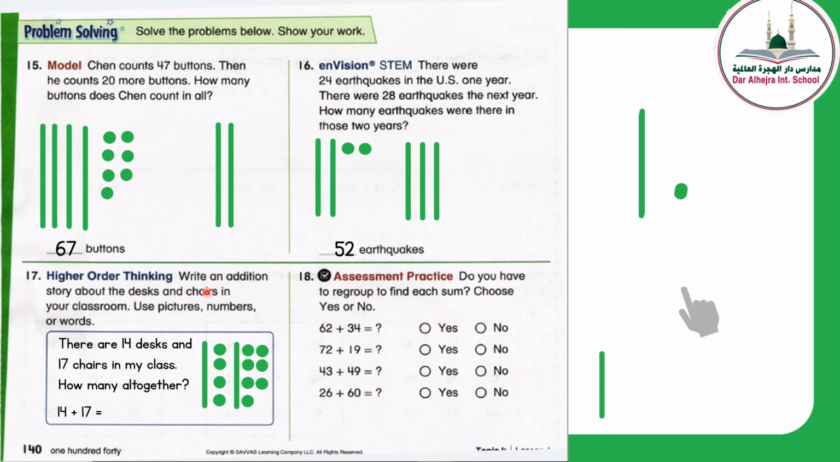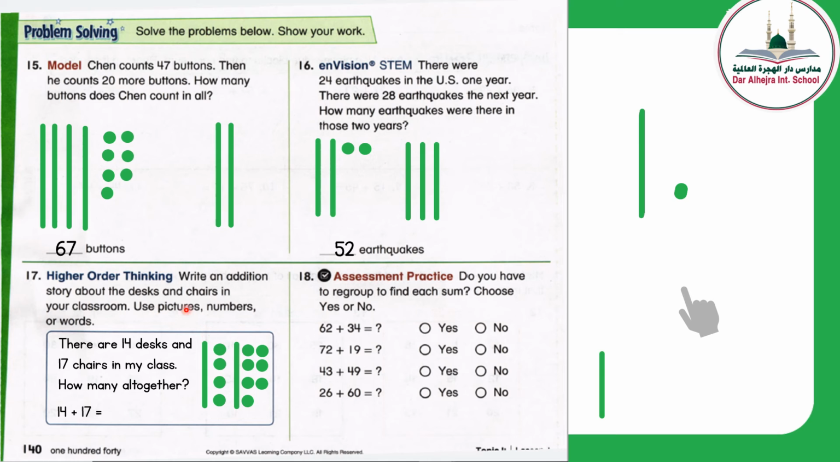Let's have a closer look at the next word problem. Write an addition story about the desks and chairs in your classroom. We need to write an addition story about the desks and chairs in the classroom. We can use the pictures, numbers, or words. Here I have used some words to make an addition story. You can make any you like. Here I have written there are 14 desks and 17 chairs in my class. How many altogether? That means we need to add 14 to 17, and I have used the words here.